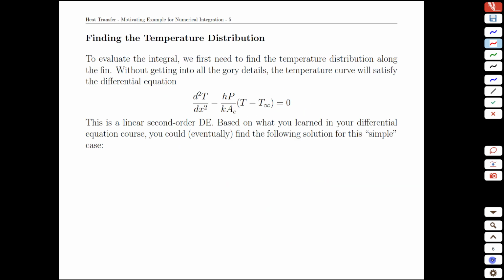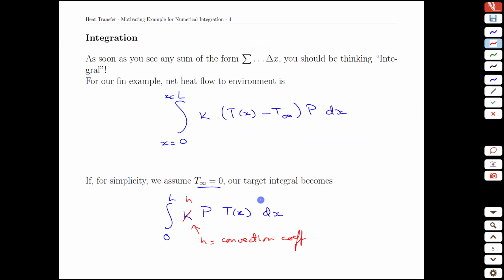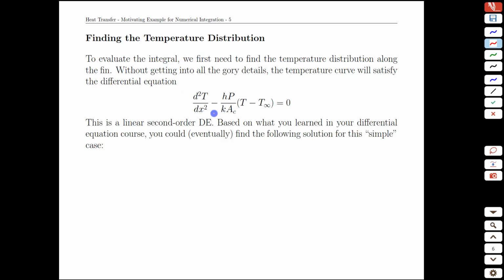So what's next? Well, we would need to find a formula for this T of x. Fortunately, there is a nice differential equation that describes how to do this. And if you think back to whatever your math course was that did differential equations, 225, 232, some other variation on those numbers, you would learn how to solve this. The idea is we're trying to predict the temperature as a function of x along the fin, where x is the distance along that fin. We know what it's going to look like roughly. It's going to be cooling down. But what does that actual graph look like?